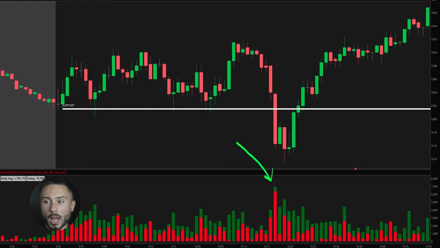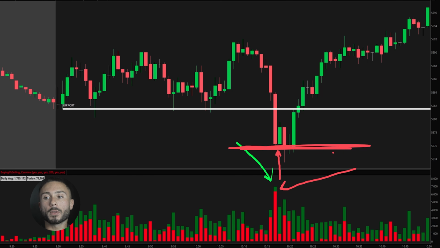It breaks the support level. Volume is the highest here. Guess what? Directly after volume was the highest was literally the low of this sell-off. This is the high volume reversal setup that I am talking about. Do not do what the majority of traders are doing, and the majority of traders are doing this right here, shorting the lows and buying the highs.